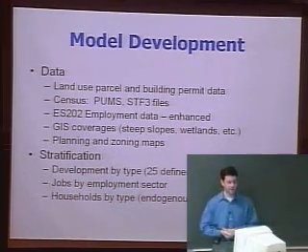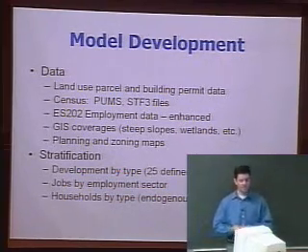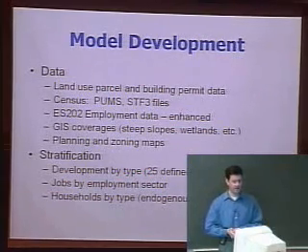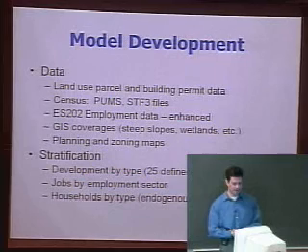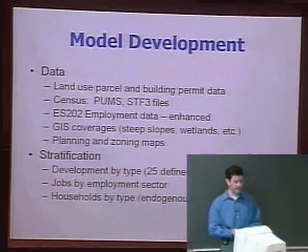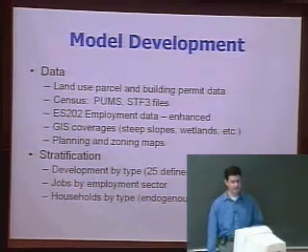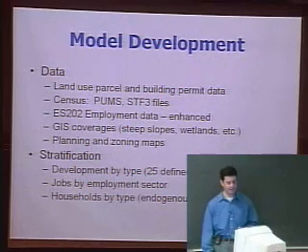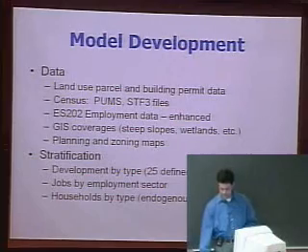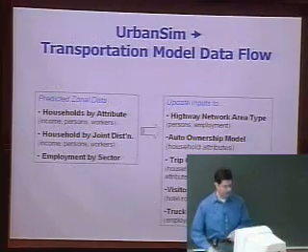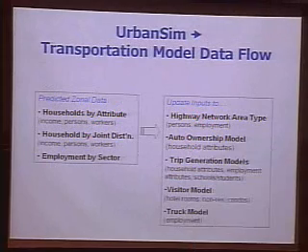And then, of course, there were GIS coverages, which we added, so we could give the grid cells attributes for steep slopes and wetlands and planning and zoning. In terms of estimating and calibrating the models, there were 25 development types specified. Jobs were differentiated by employment sector, and households by household type. Here is some more detail on the way the model works. I won't spend too much time on this.